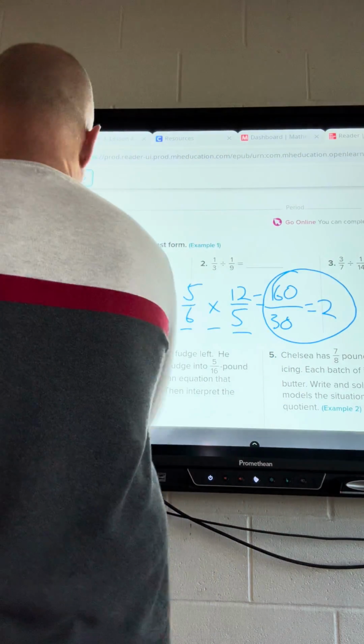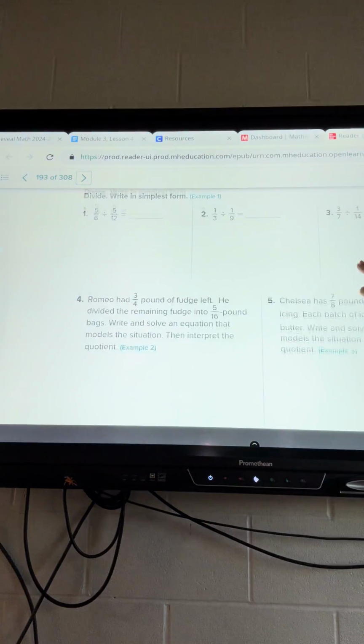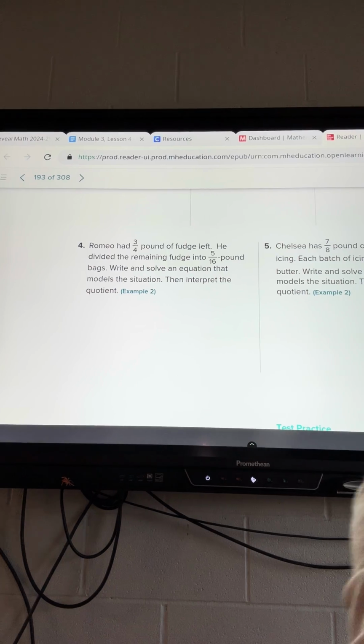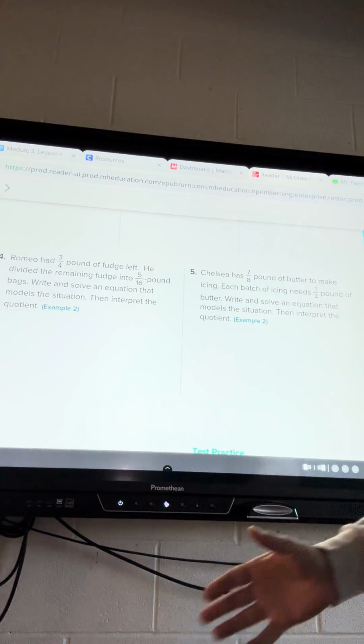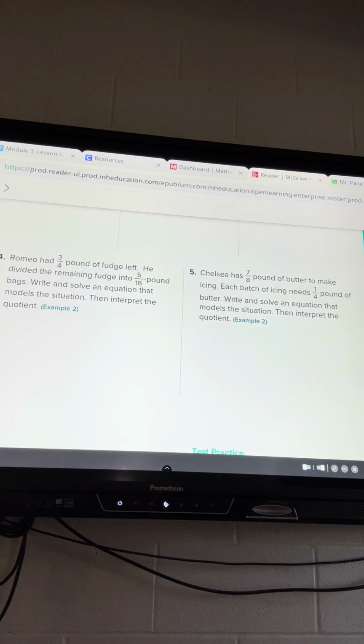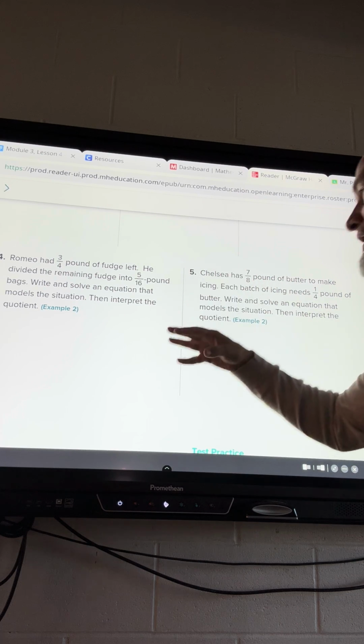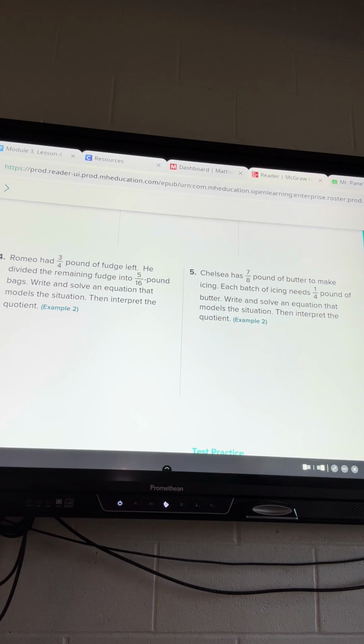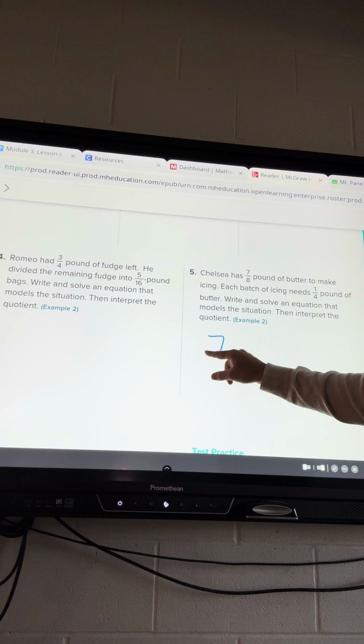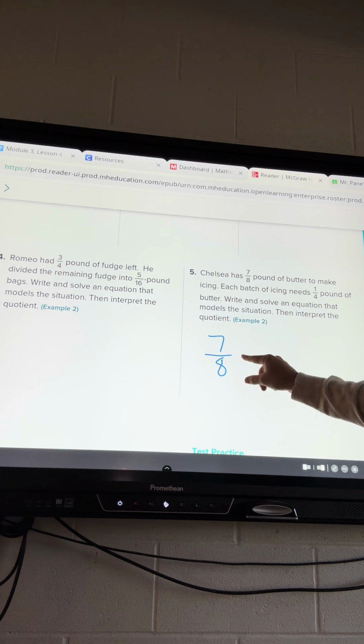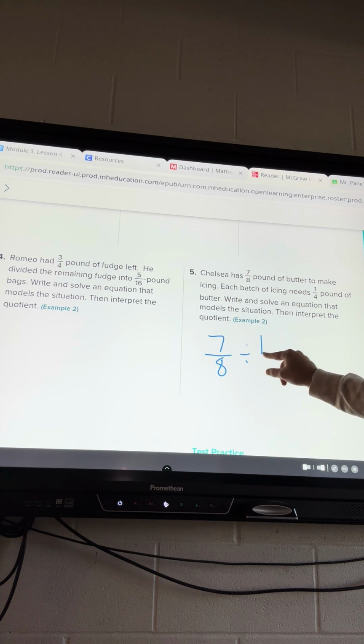Okay? In the word problems, much of the same. You really just have to figure out what is being divided by what. You have to figure out which one is the dividend, which one is the divisor. So I'm going to do number 5 as a practice to help you. Chelsea has 7/8 of a pound of butter to make icing. Each batch of icing needs 1/4 of a pound of butter. So we know we're taking 7/8 and cutting that up, trying to find out how many groups of 1/4 would be inside of 7/8.